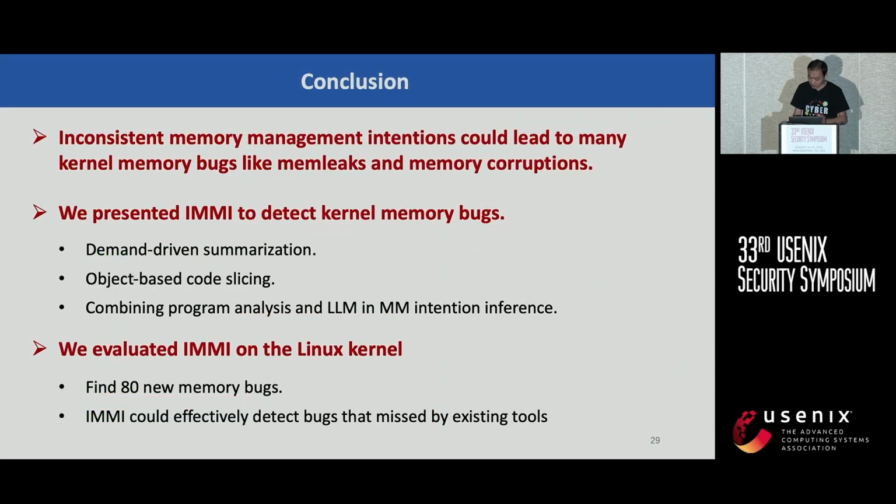And in conclusion, we have our insight into why memory bugs occur. It is because of inconsistent memory management intentions. Second, we present IMI. It combines static analysis and a large language model to detect such inconsistencies. And also, we use specific techniques to reduce time consumption. And finally, we evaluate IMI on the Linux kernel and identify 80 memory bugs effectively.